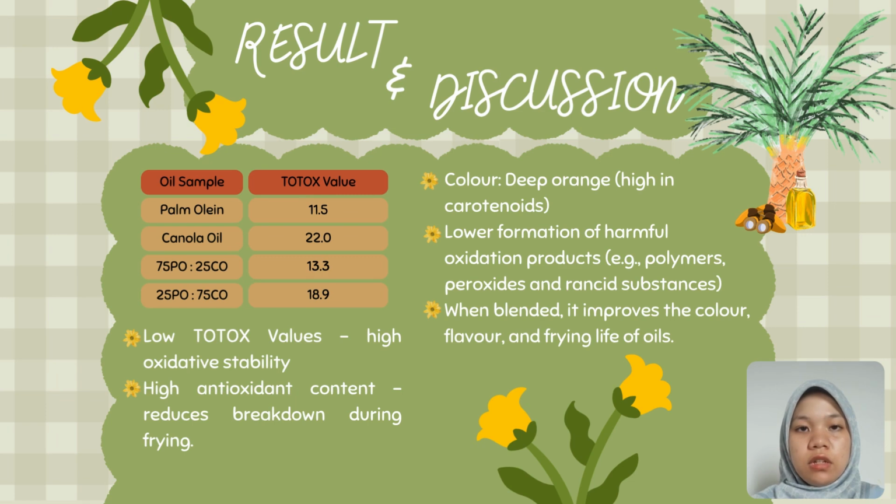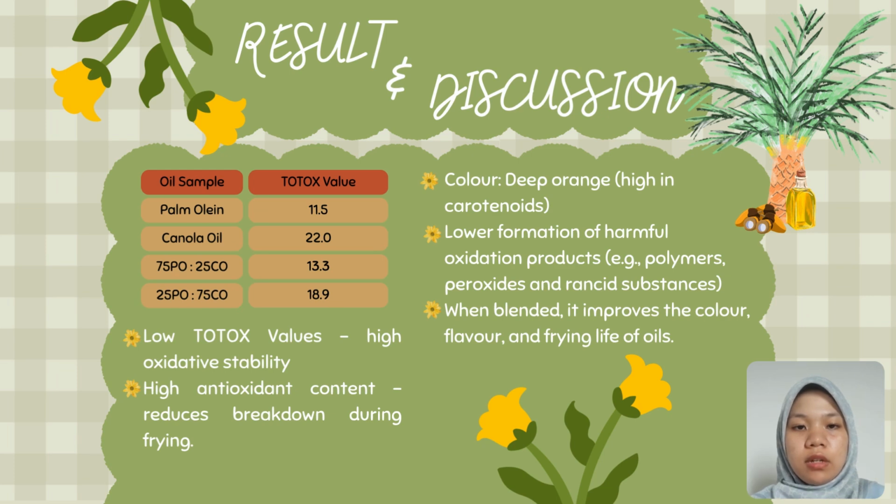Next is the Totox value of palm olein, canola oil and their blends. Totox stands for total oxidation value. Palm olein has the lowest Totox value at 11.5, while canola oil has a higher value of 22, meaning it is more oxidized and less stable during frying. As for the blend oil, more palm olein in the blend gives a lower Totox value. For example, the 70% palm olein blend has a Totox of 30.3, while the 25% palm olein blend rises to 80.9.